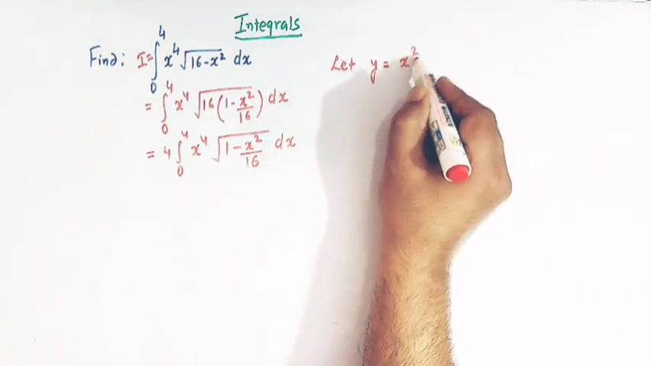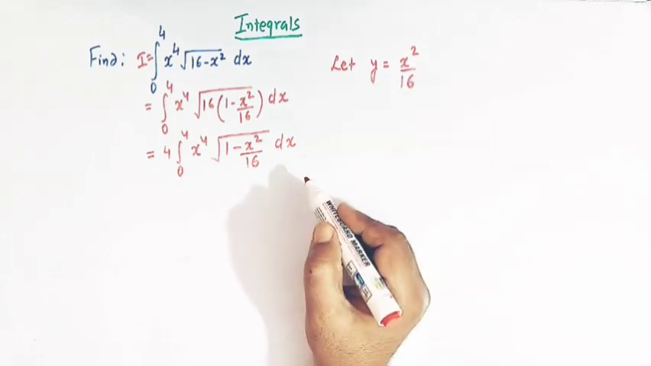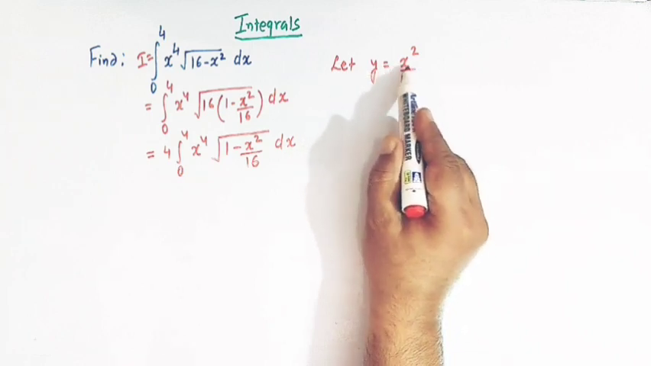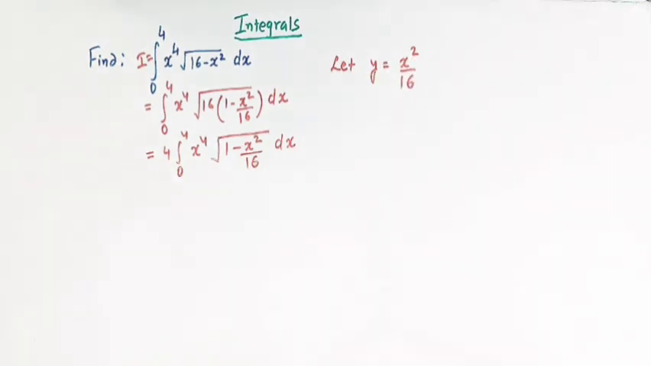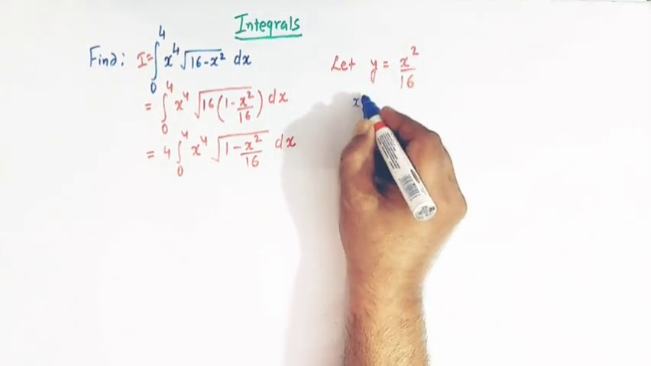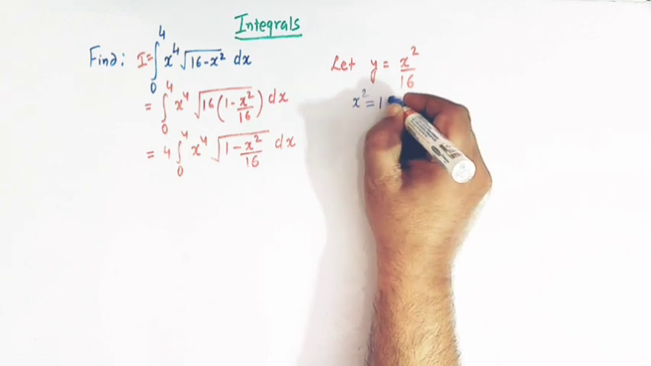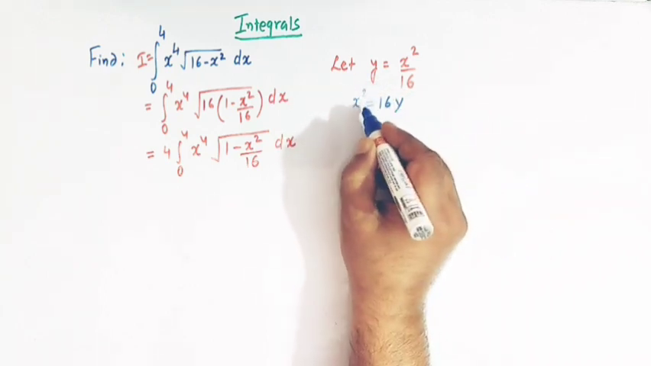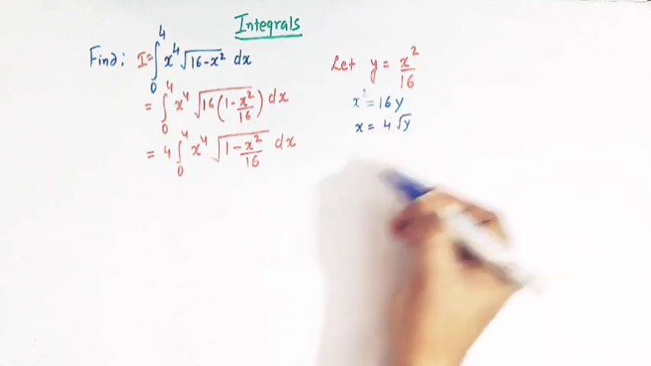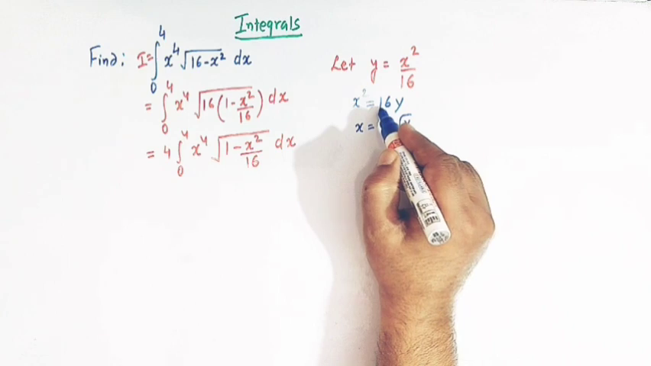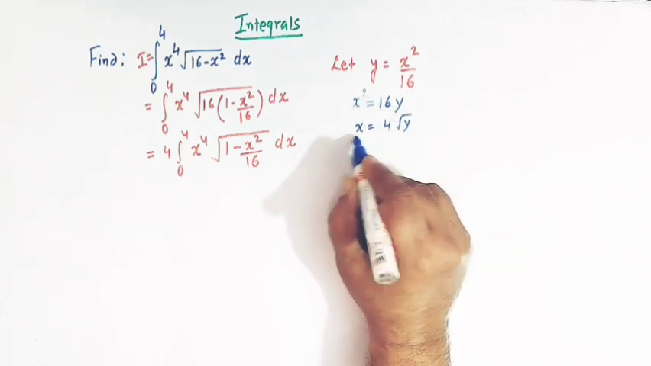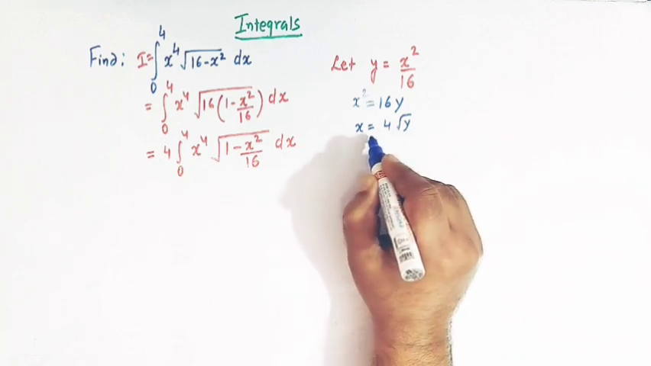Now we make use of the method of substitution, and we take y equal to x square over 16. So we introduce a variable y, which is equal to x square over 16. Now we can write x square is equal to 16y, and we can also write x is equal to 4 times the square root of y, taking the square root of 16y.